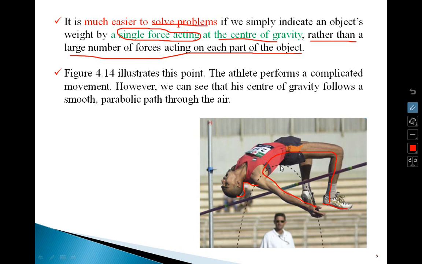So for this sportsman, we can say that the center of gravity follows a smooth path through the air. It's like this. He starts moving from here, up to where? Up to here. So the center of gravity will be here. The center of his weight, where gravity has the strongest effect, is here.